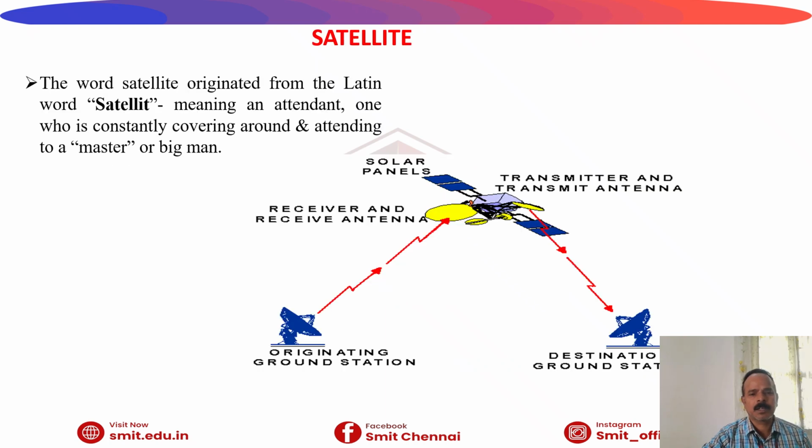What is a satellite? The word satellite originated from the Latin word satellite, meaning an attendant who is constantly hovering around and attending to a master, or we can say a big man. Satellite is the master which is governing all the things. Basically, satellite communication involves three important things. One is the ground station, the other one is the satellite, the third one is the destination ground station, we can say.